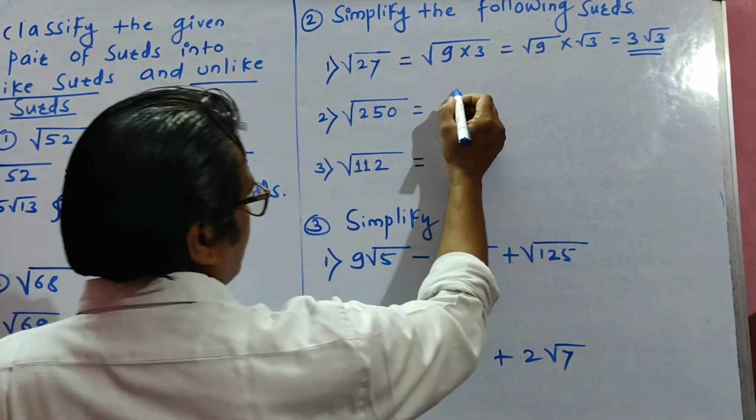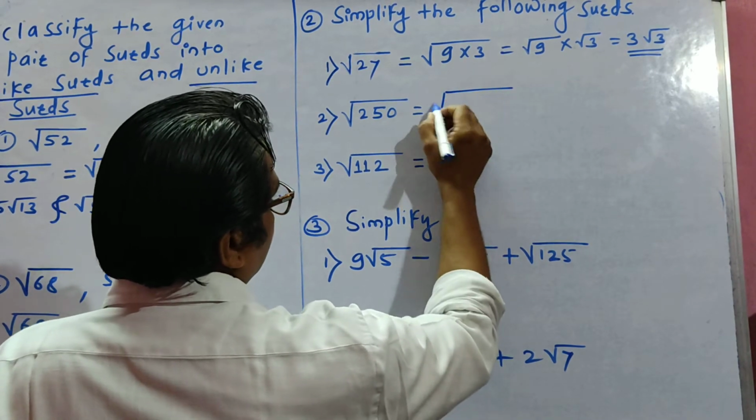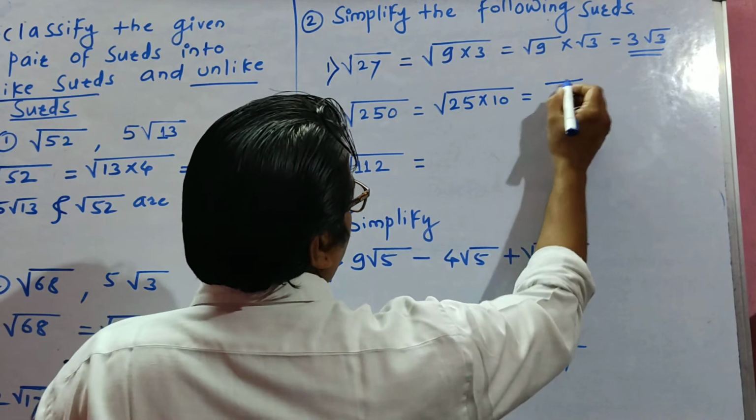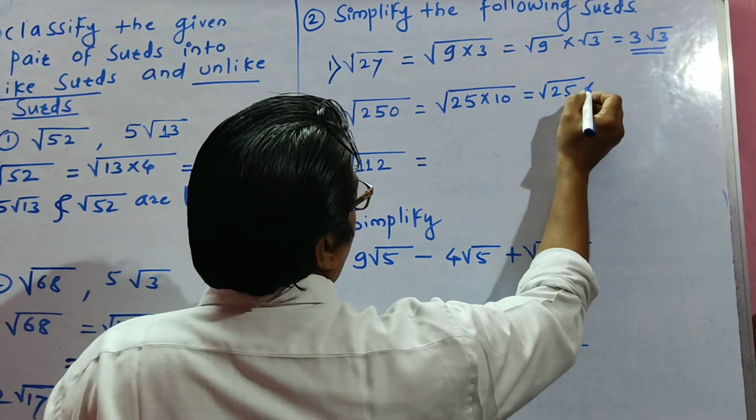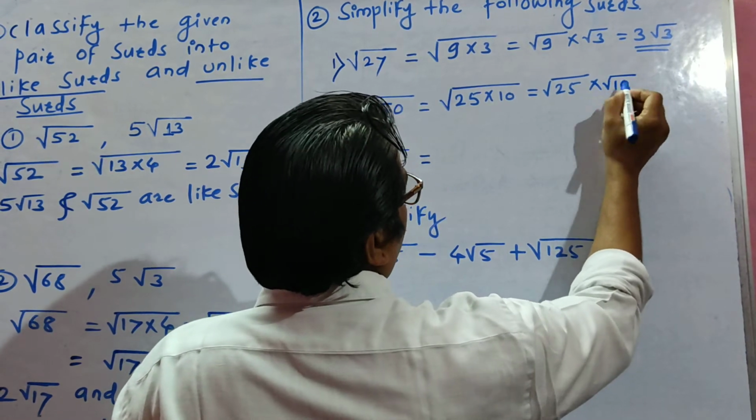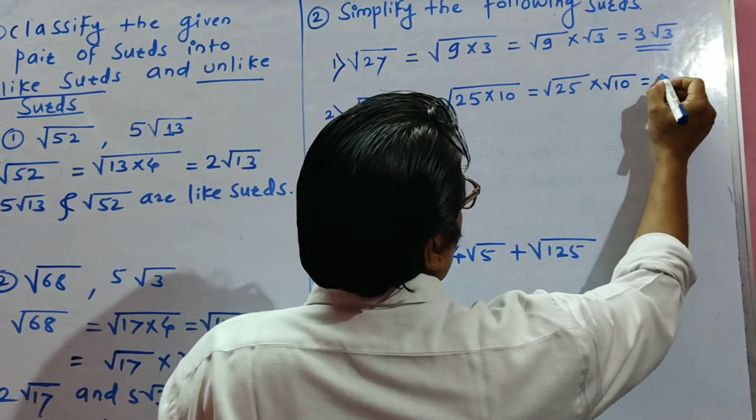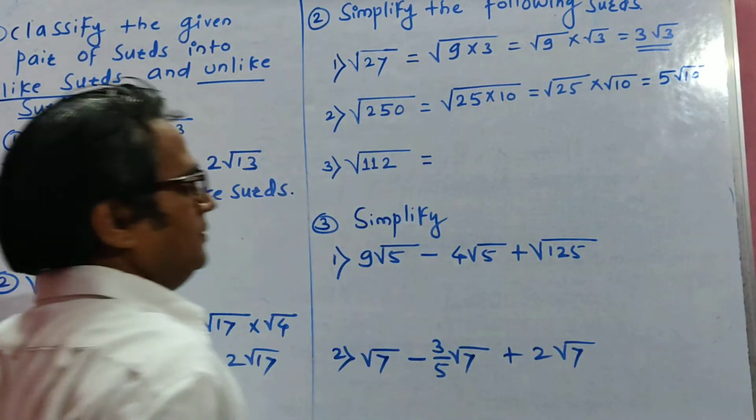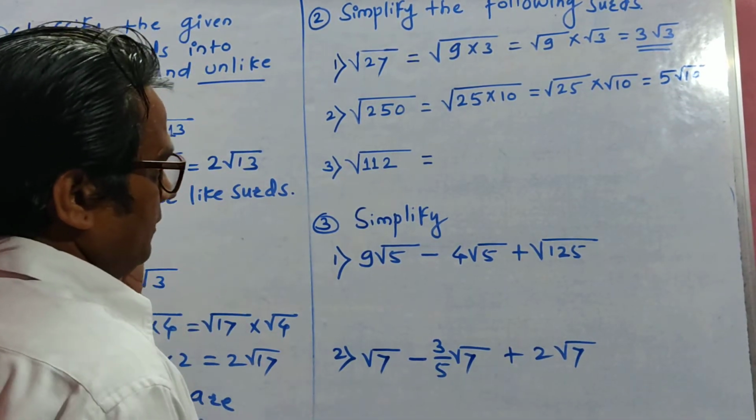Root 250, it is very easy. 25 multiplied by 10. Make the separate arrangement: root 25 into root 10. Root 25 is the square of 5. So 5 comes out and only root 10 remains. So this is 5 root 10.